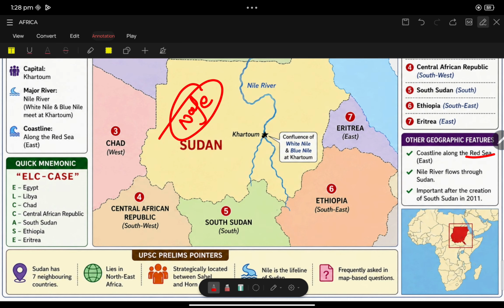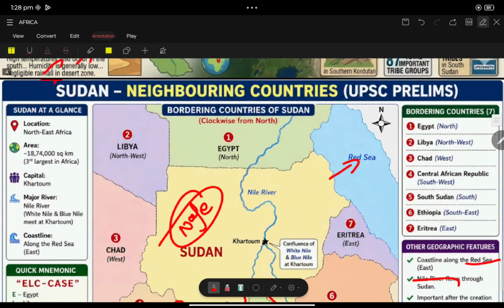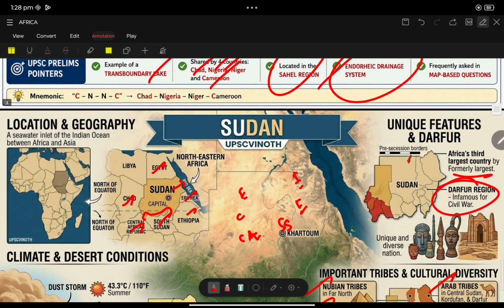Now see, the coastline is along the Red Sea. The Nile River flows through Sudan. Important: after the creation of South Sudan in 2011, there was an issue and a new country evolved, called South Sudan. Sudan faces the Red Sea, but South Sudan does not. Here, see clearly, this is South Sudan.